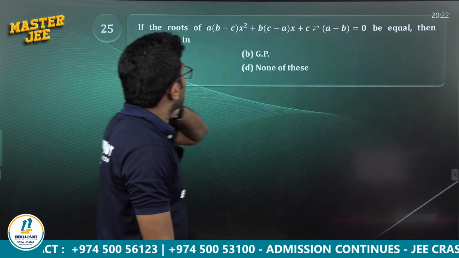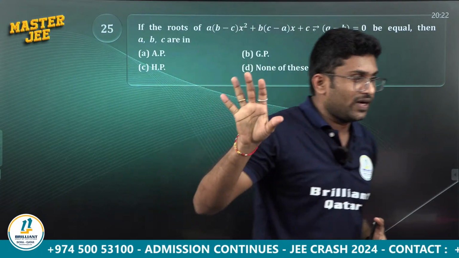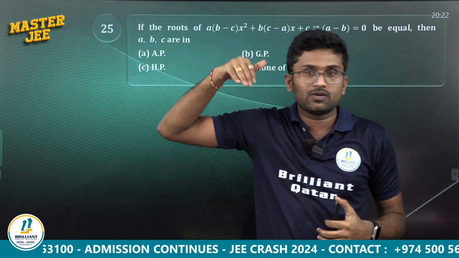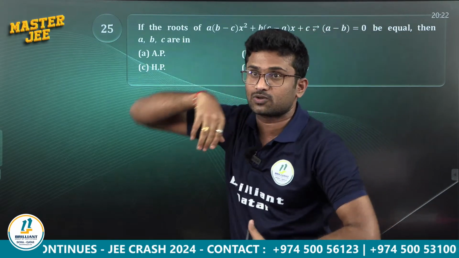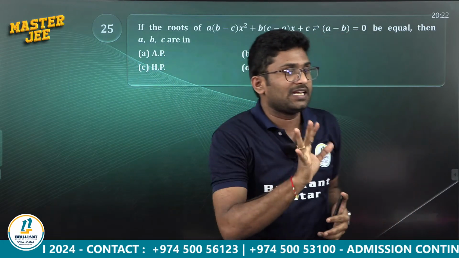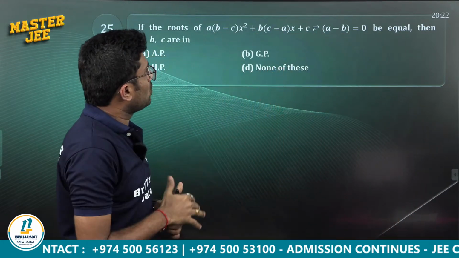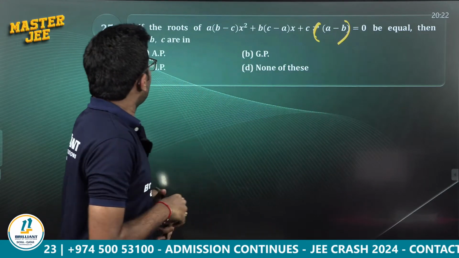Next, coming to question number 25. Yes friends, like one of our friends asked me, sir, quadratic equation. This is the last question from progression. Next we will be going with only quadratic equation questions. Now coming to question number 25: if the roots of a particular equation are so and so, of c(a minus b) is equal to 0, then a, b, c are in.